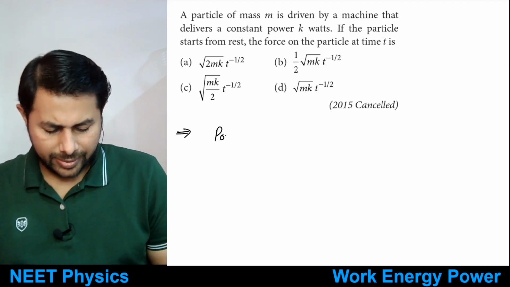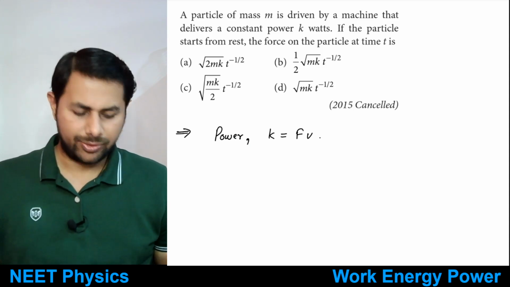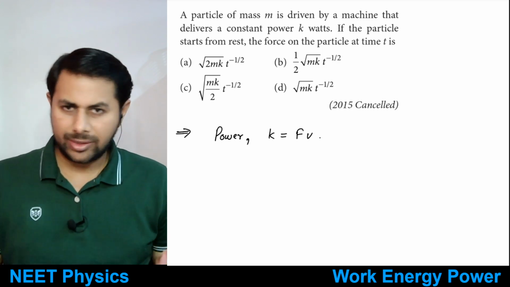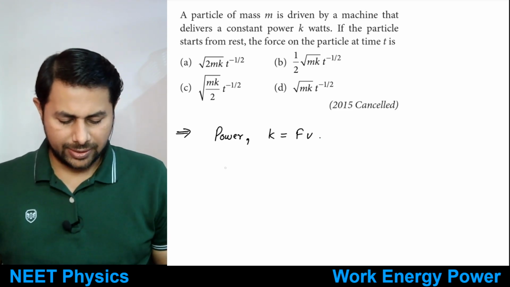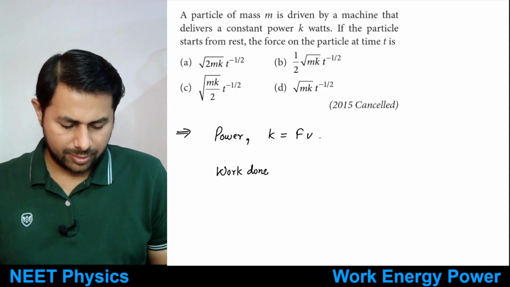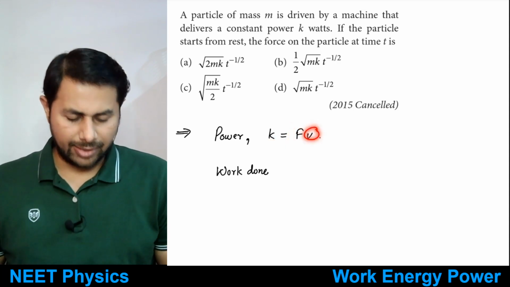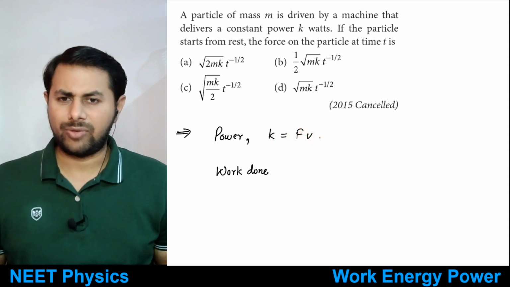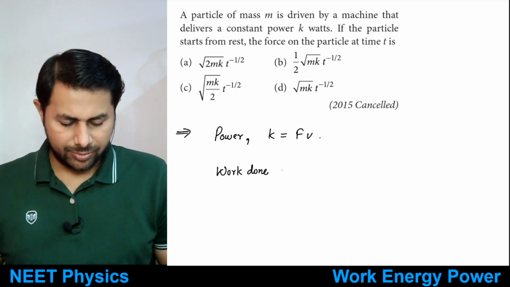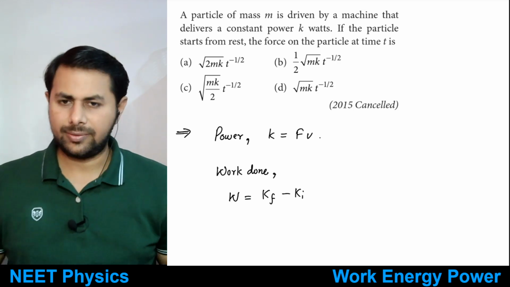So power, they say, is equal to k, and we know that it is force times velocity, because they are asking about the force. Now power is constant, it is not changing. I know k, I want to find out F, force, but I don't know what V is. So I can use the work energy theorem. Work done is equal to change in kinetic energy, final kinetic energy minus initial kinetic energy, right?